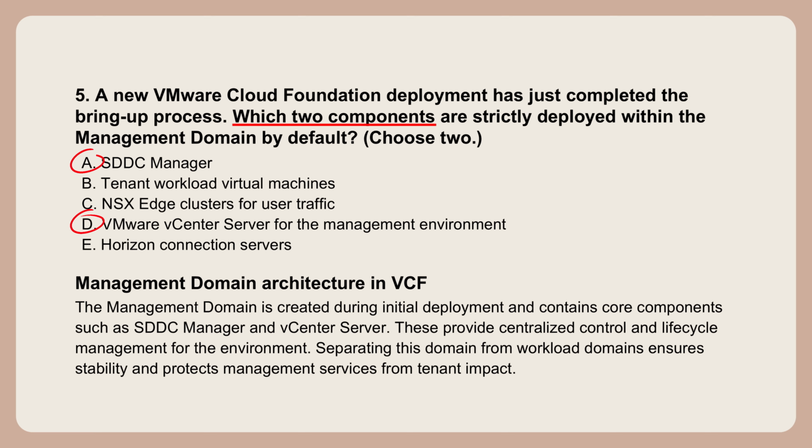And that explains why the other options are completely wrong. Option B, tenant workload VMs, and option E, Horizon connection servers for virtual desktops, are the actual payloads. Right, the stuff people actually use. Yeah, they belong in workload domains, which you spin up later. You never mix user workloads with your core management tools. And option C, the NSX Edge Clusters. Those are for user traffic, so they also belong in the workload domains to handle the routing for those specific user apps. You keep the control room totally separate from the factory floor.